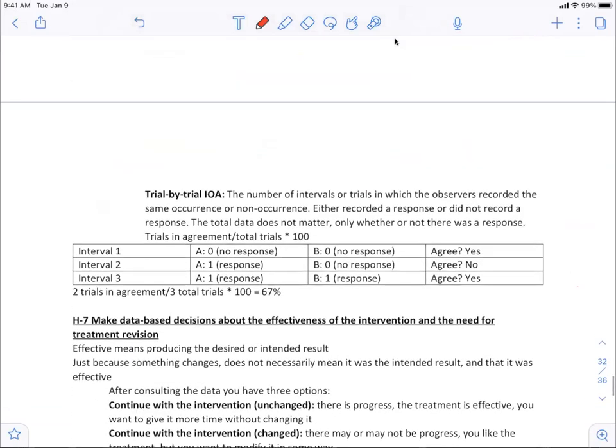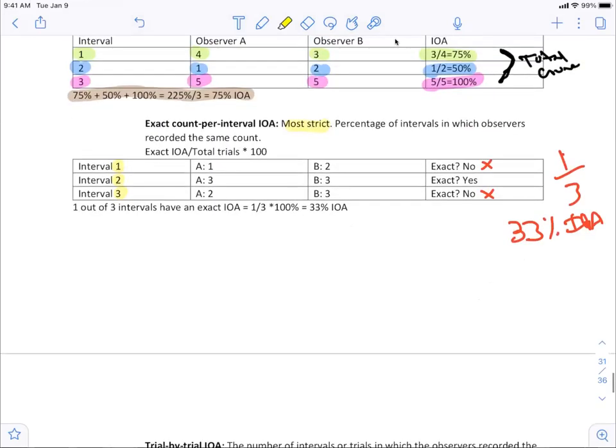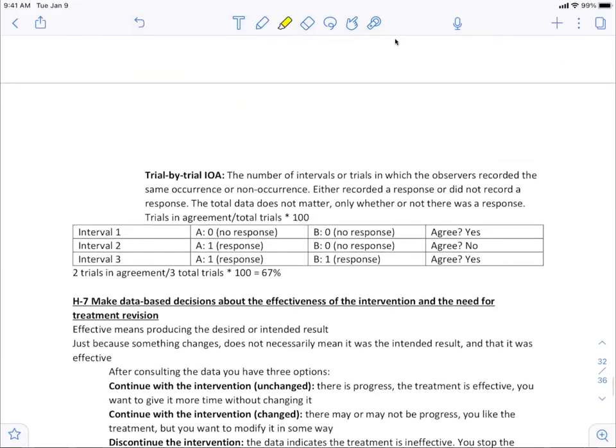And then the last one we'll cover is trial by trial IOA. I think technically there's 6 or 7 ways to do it. I forget the exact number. All right. However, know these 4 and you'll be able to find whatever you're looking for. All right. Trial by trial, the number of intervals or trials in which the observers recorded the same occurrence or non-occurrence. Okay, either recorded a response or did not record a response. So we're not looking at the exact number they got, right? Trial by trial, we're just looking at did a response occur or not. The total data does not matter, only whether or not there was a response.